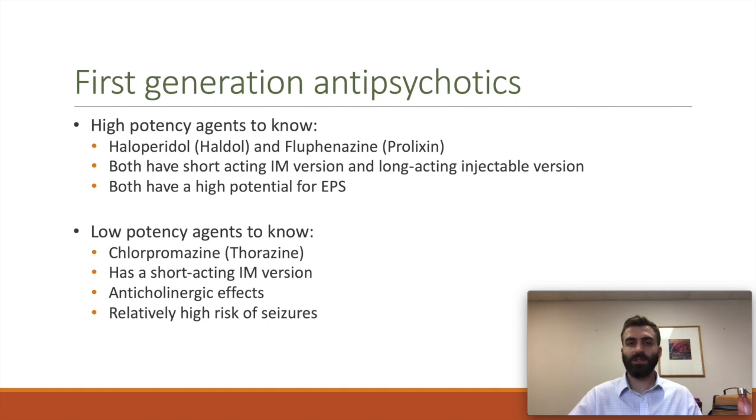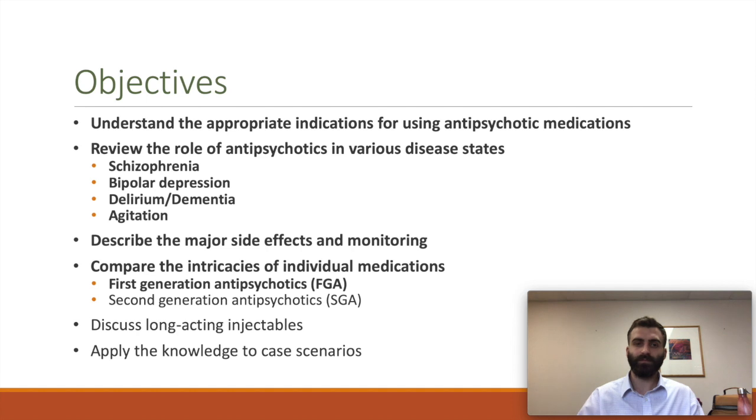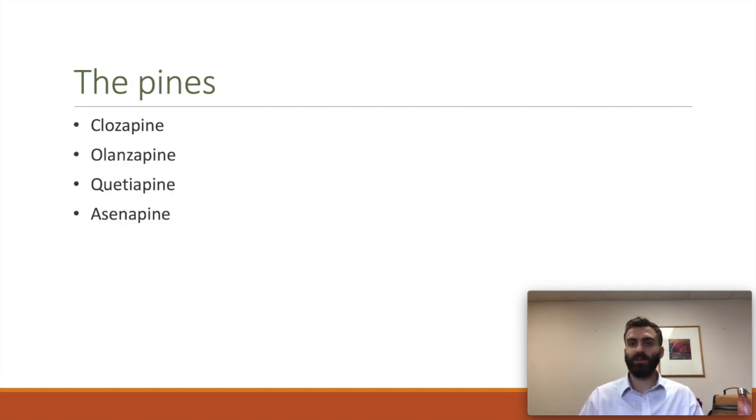Low potency agents to know, chlorpromazine or Thorazine is the most commonly used one. There's the short-acting IM version, so again for agitation, but it doesn't have the movement issues like the high-potency agents, but it has the anticholinergic effects. And compared to other antipsychotics, a relatively high risk of seizures. The mid-potency agents are sometimes used, like in the CATIE trial, perphenazine, loxapine you'll sometimes use, but these are the most commonly used agents. Now let's go into the second generation.